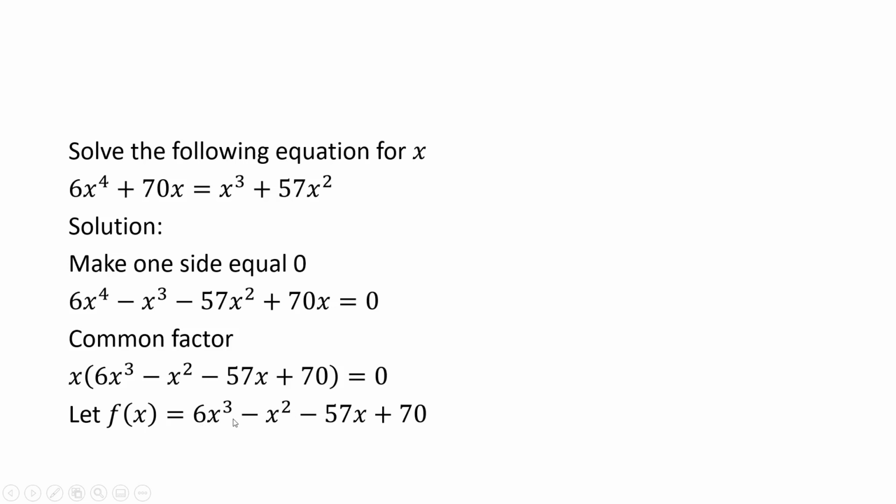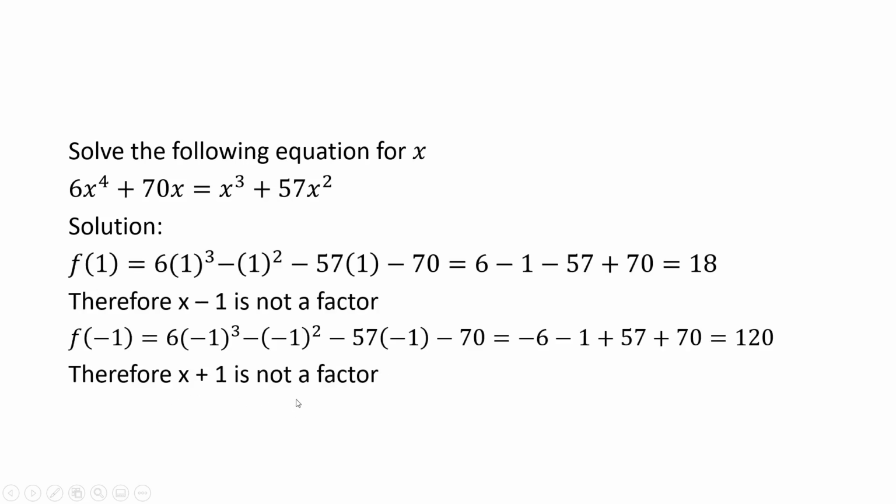Now, let's let f of x briefly equal 6x cubed minus x squared minus 57x plus 70. I'm using the notation f of x because it'll be easier to explain what I'm doing when I start using the factor theorem on this cubic. Well, we see that f at 1 equals 18, so x minus 1 is not a factor, and f at negative 1 is equal to 120, so x plus 1 is not a factor. So you may have guessed we're using the factor theorem here because we have a cubic and we don't know how else to factor it.